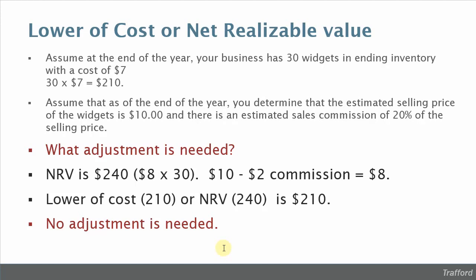Really important thing to remember here is that this is our valuation rule for inventory, and that as a result of this rule, companies have to do one last check of the balance in their inventory account at each balance sheet date. They may need to write their inventory down if net realizable value is less than cost, but they'll never be writing their inventory up.